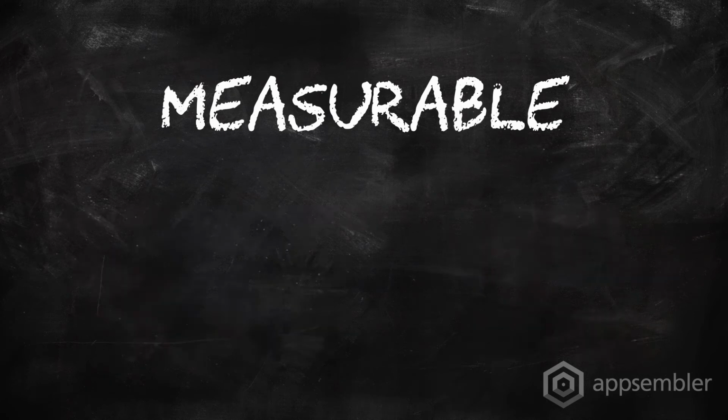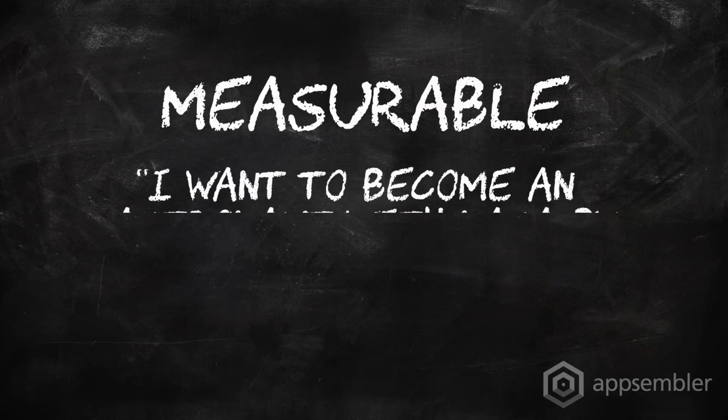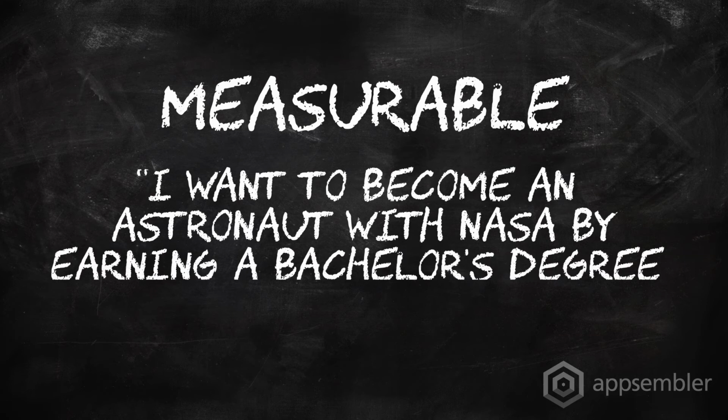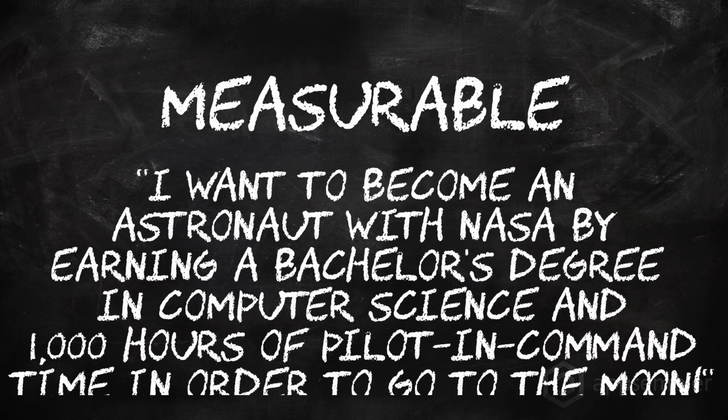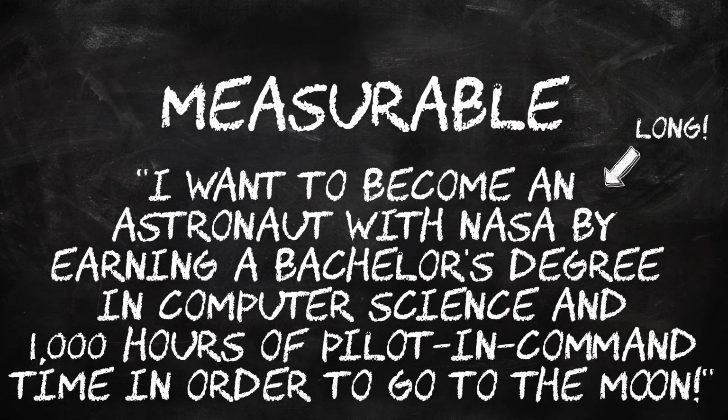This gives us some more measurable steps on the way to get to our goal, which becomes, I want to become an astronaut with NASA by earning a bachelor's degree in computer science, let's say, and 1,000 hours of piloting command time in order to go to the moon. This is obviously getting quite wordy at this point, which is why you wouldn't necessarily hand a learner a fully articulated SMART goal for each one of your learning outcomes.